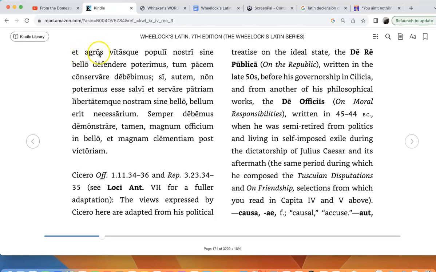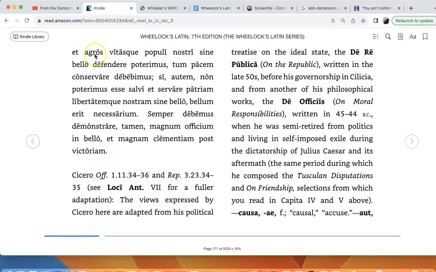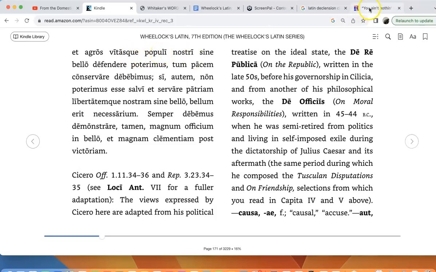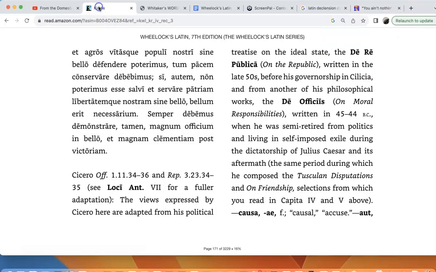So if the fortunes, fields, and lives of the people. So let me write that down here. If the fortunes, fields, and lives of the people. So we've had some of this vocabulary in earlier chapters. So agros, we get words like agriculture. So if the fortunes and fields and lives of our people. So notice that of our people is second declension genitive singular. So genitive always means of.